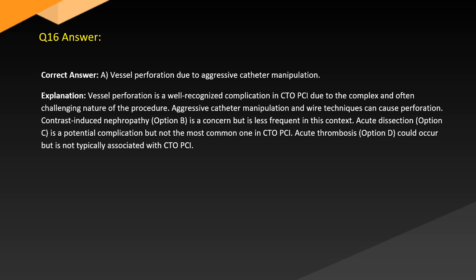Contrast-induced nephropathy, option B, is a concern, but is less frequent in this context. Acute dissection, option C, is a potential complication, but not the most common one in CECI. Acute thrombosis, option D, could occur, but is not typically associated with CECI.